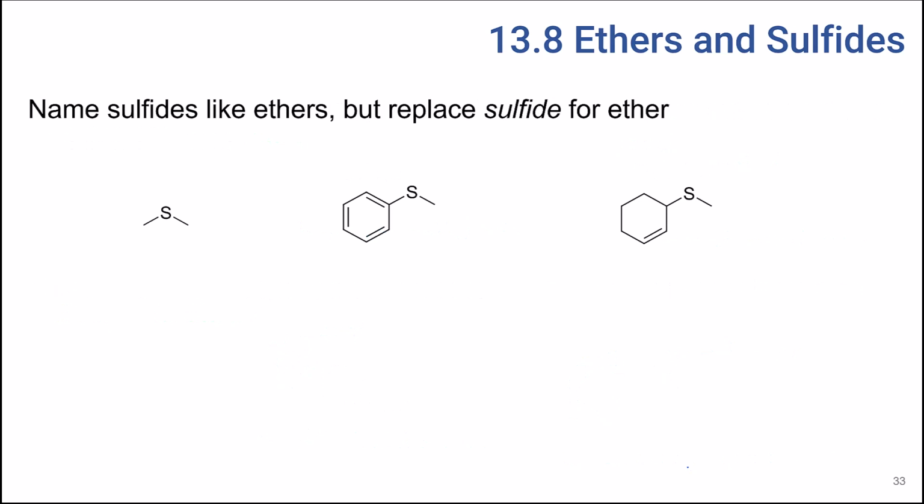Sulfides are like ethers, but instead of the oxygen, we have a sulfur. So when we're naming these, we just replace sulfide for ether. So this is dimethyl sulfide. And here is methyl phenyl sulfide.